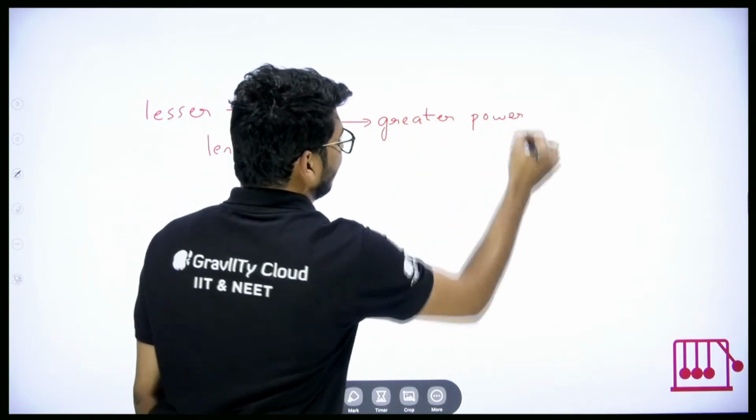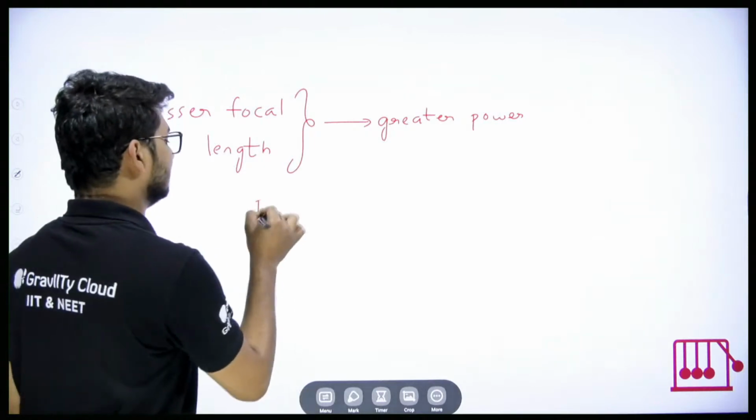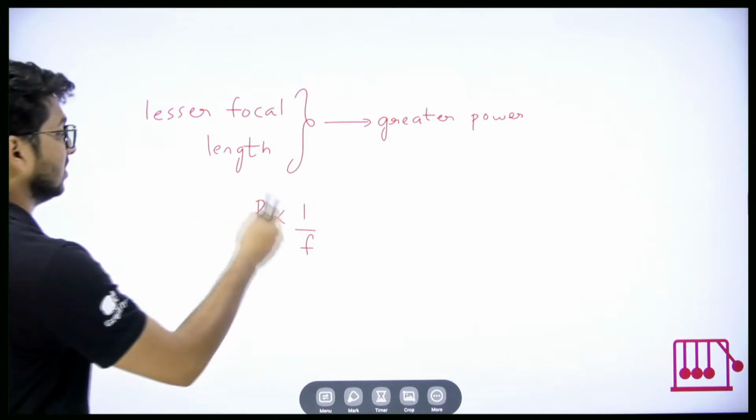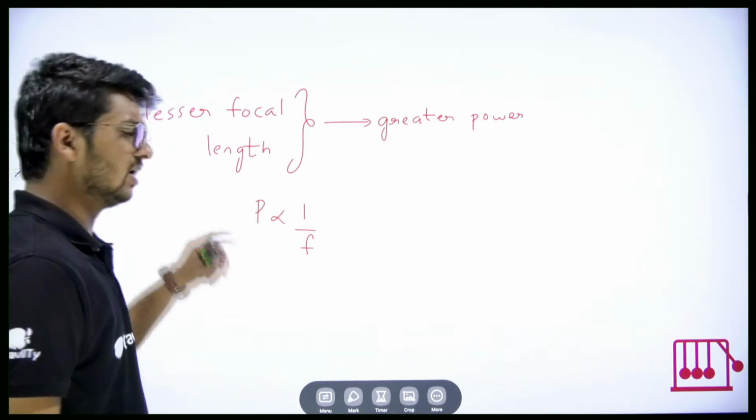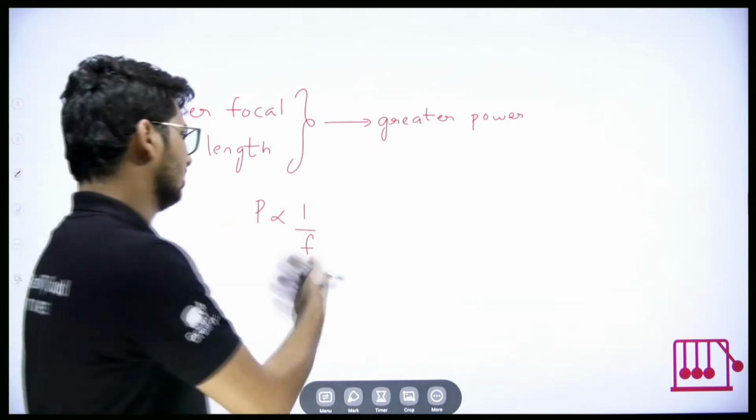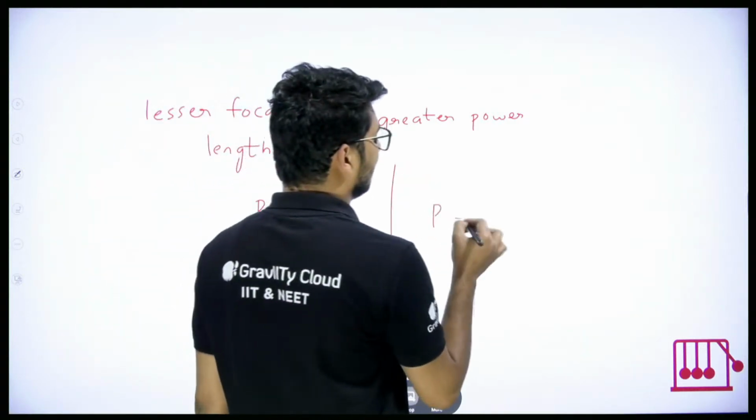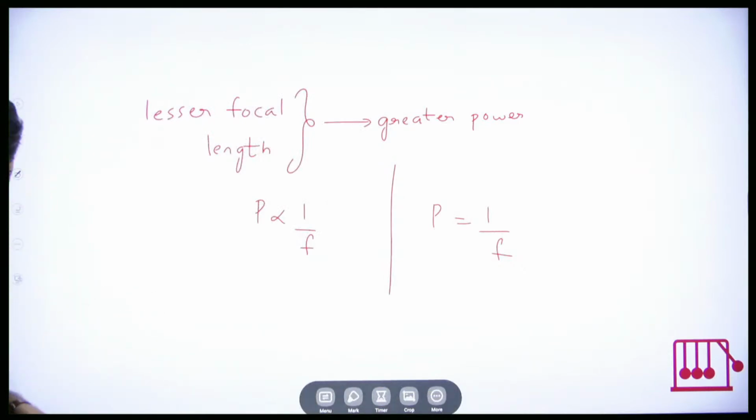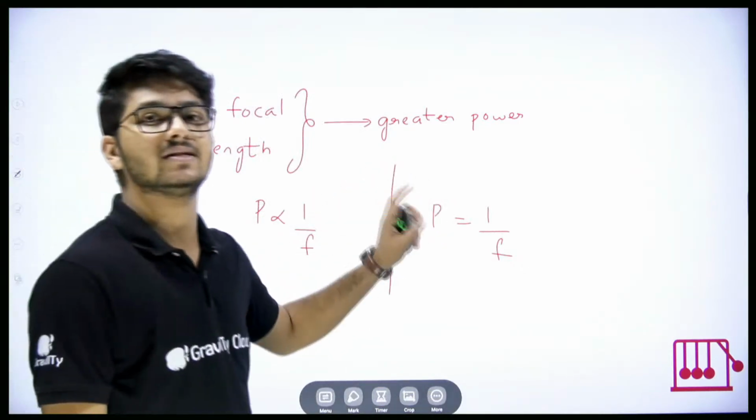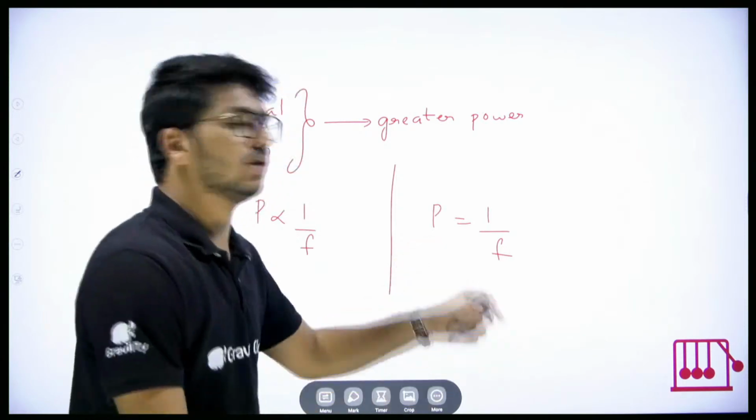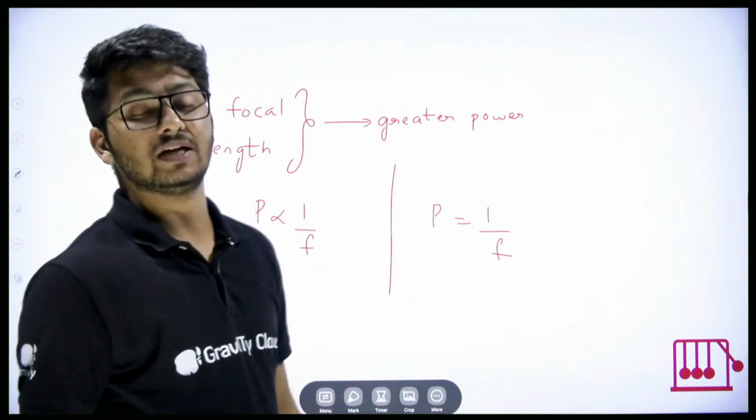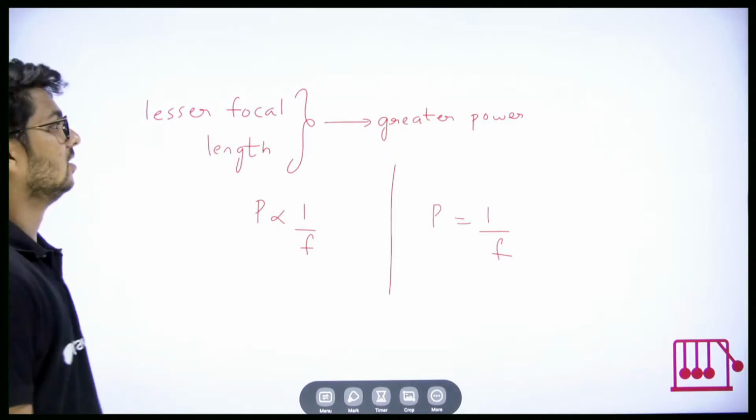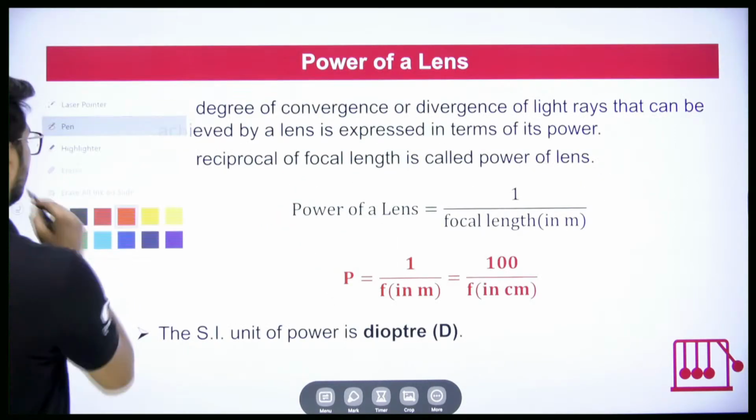So what can we say from this? We can say that power is inversely proportional to focal length. Lesser the focal length, greater the power. And using this itself, we define power. A very simple, straightforward definition: power is defined as the inverse or the reciprocal of focal length. The reciprocal of focal length. Clear? So let's go into the definition here.